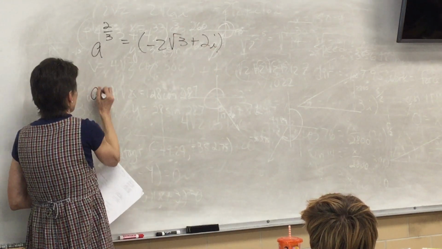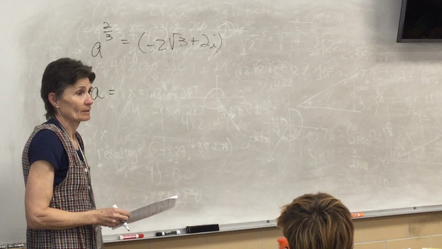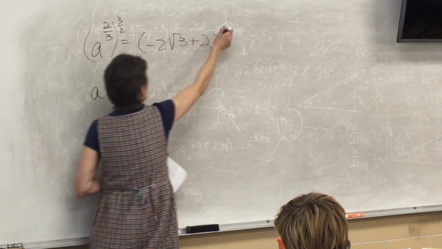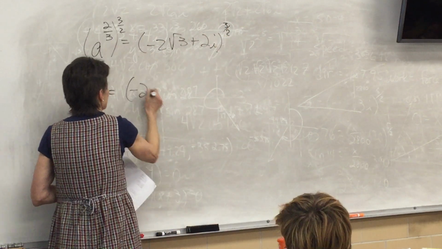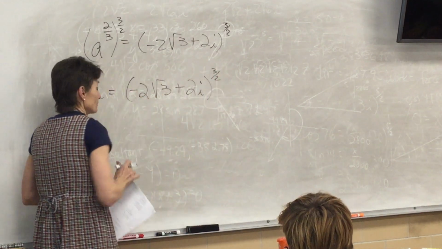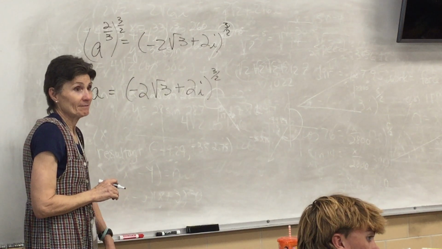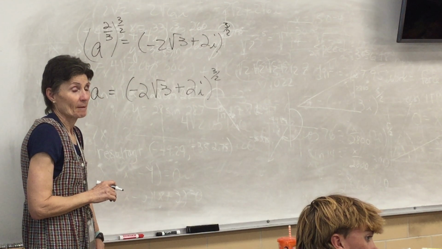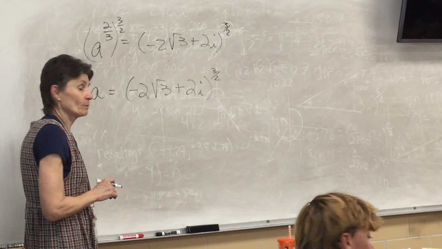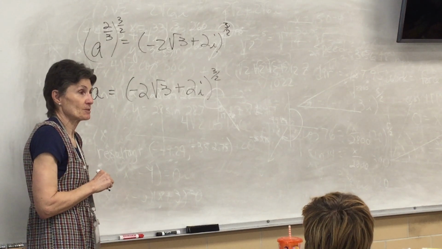It says solve for A. So what are we gonna have to do to get A by itself? We're gonna raise both sides to the 3/2 power. So now we have negative 2 root 3 plus 2i to the 3/2 power. Did you see, Aiden, what you're supposed to do? Solve it like the past problems. I thought I was supposed to get 3 answers. Well, we don't get 3. Yeah. How many do we get? 2. Yep, we get 2 answers to this.